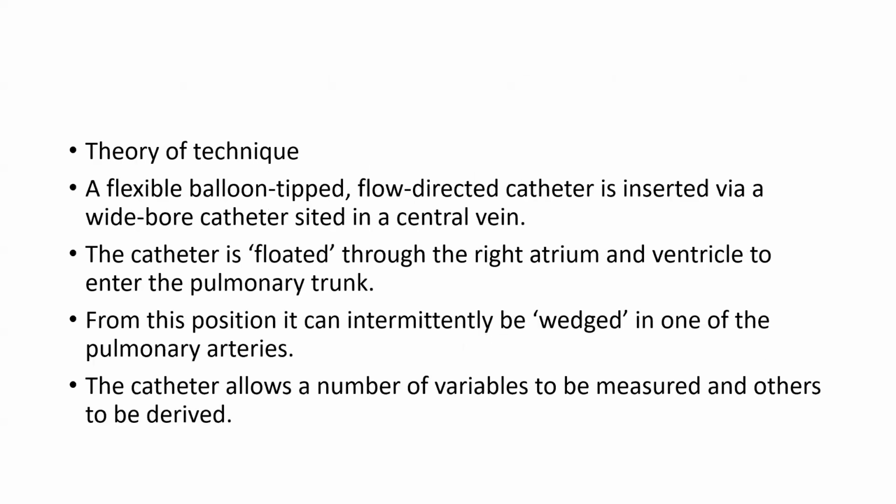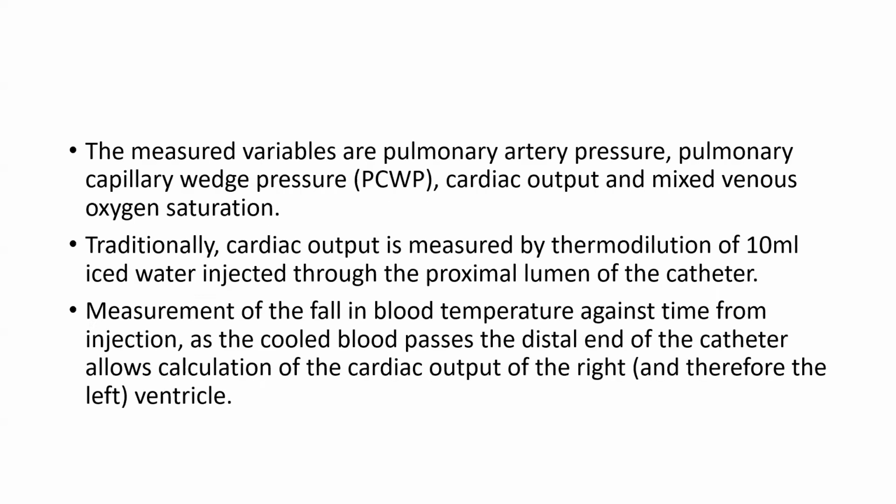Now, theory of technique. A flexible balloon-tip, flow-directed catheter is inserted via a wide bore catheter sited in a central vein. The catheter is floated through the right atrium and the ventricle to enter the pulmonary trunk. From this position, it can intermittently be wedged in one of the pulmonary arteries. The catheter allows a number of variables to be measured and others to be derived. The major variables are pulmonary artery pressure, pulmonary capillary wedge pressure, cardiac output, and mixed venous oxygen saturation.